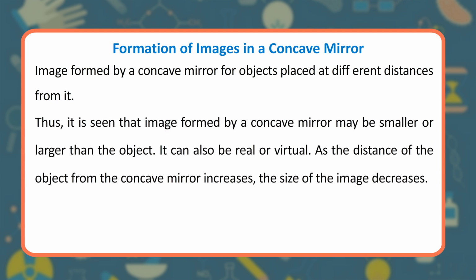Thus, it is seen that image formed by a concave mirror may be smaller or larger than the object. It can also be real or virtual. As the distance of the object from the concave mirror increases, the size of the image decreases.